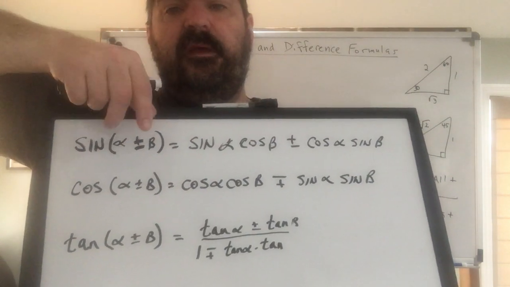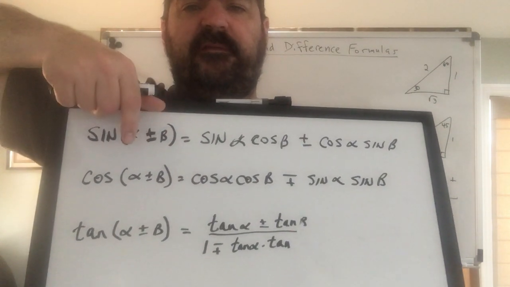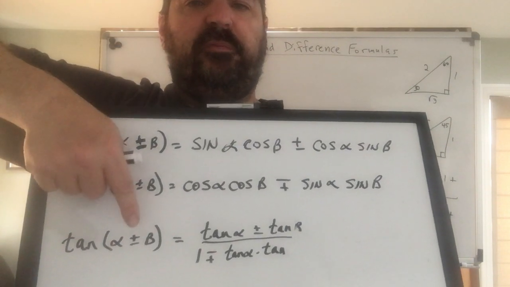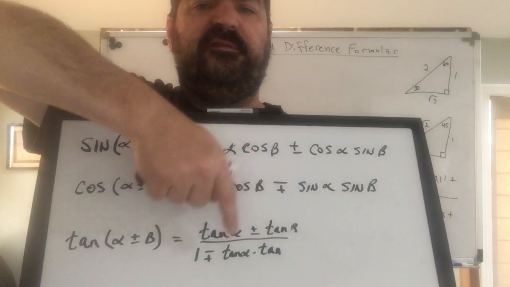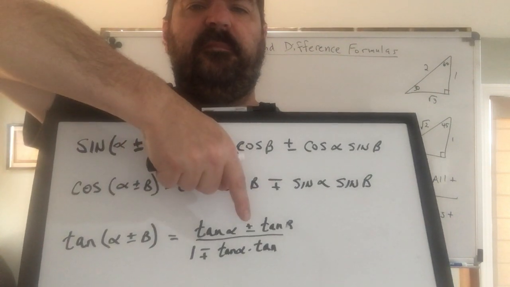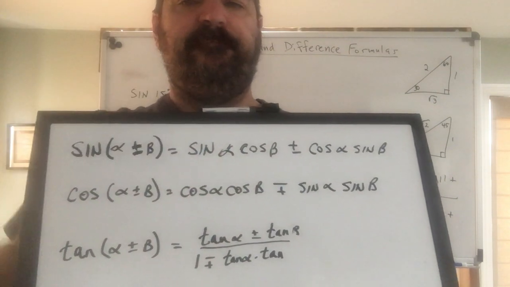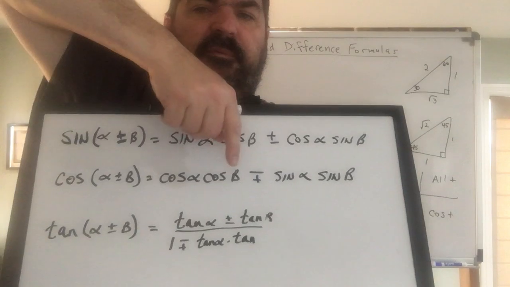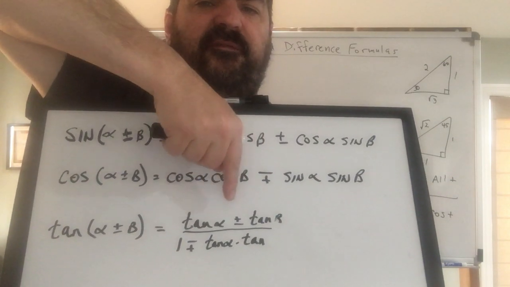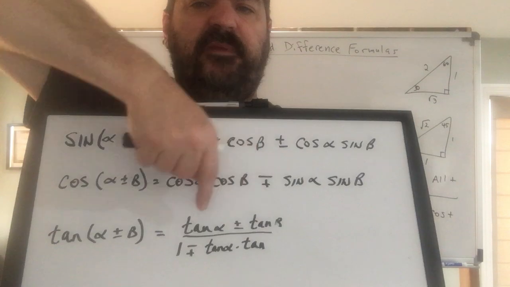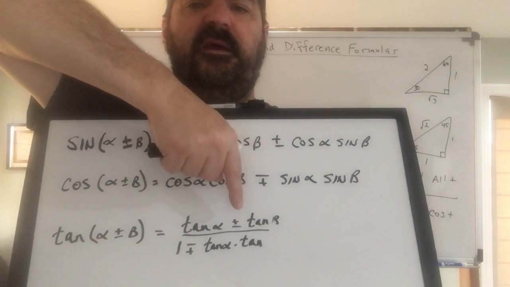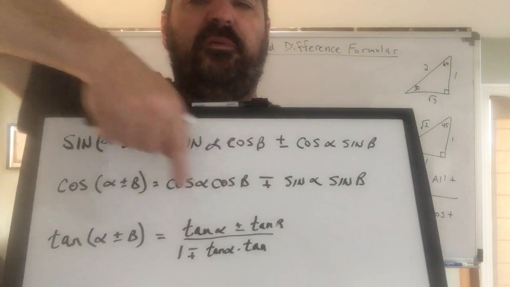Tangent, this is where people mess up. It's not that hard. People get scared because it's a fraction. But if it's plus, the top will be plus, but the bottom will be minus. If it's minus, top will be minus, but the bottom will be plus. It's the same thing on top and bottom, but look at this. It says tangent alpha plus tangent beta, and here is 1 minus tangent alpha times tangent beta. And you almost always have somebody who will put a plus sign there.